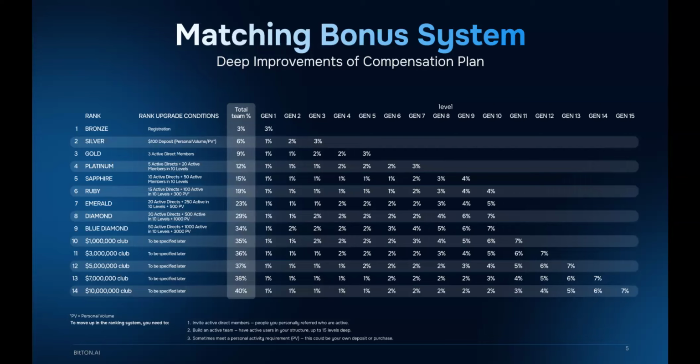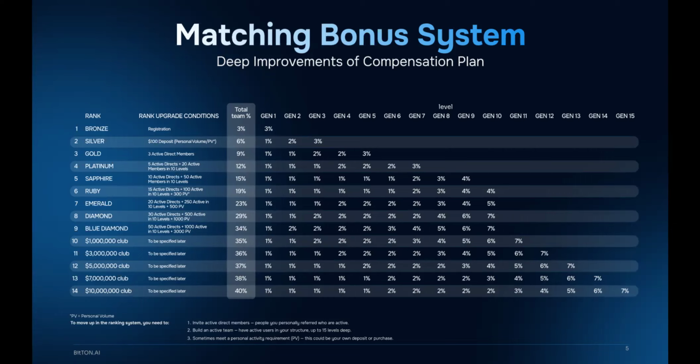Let me show you a few examples because you can read this information by yourself. For example, if you achieve gold rank, for that you need just 3 new active direct members, which is very easy. It's 1 hour of work. You will get 9% from the income of all your partners at this moment, which is amazing. I hope you understand it well. So check the other one, Sapphire rank, for example. You need 10 active direct members, 50 active members in all your 10 levels, and you will get 15% from the income of all your structure.